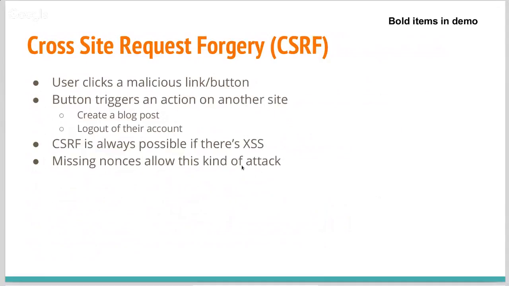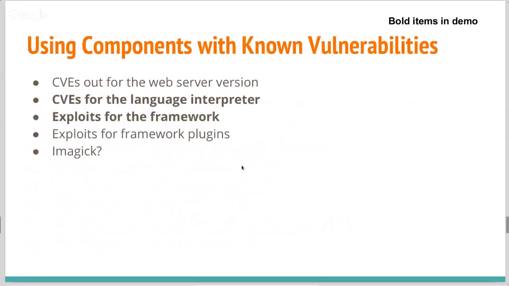Cross-site request forgery. Cross-origin resource sharing flags should be restrictive, nonces should be present. If they're not, you can have a button on your page that when a user clicks it, triggers an action on, for example, Facebook, if there's a CSRF vulnerability in Facebook, or whatever application you're testing.